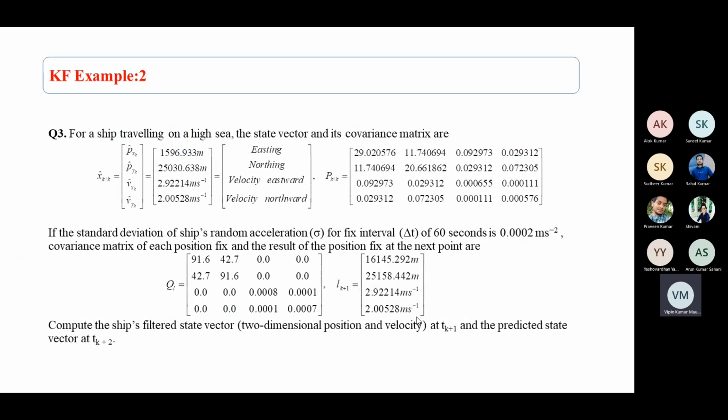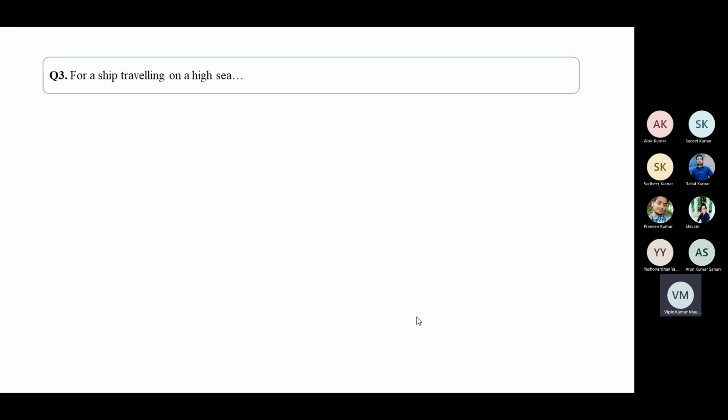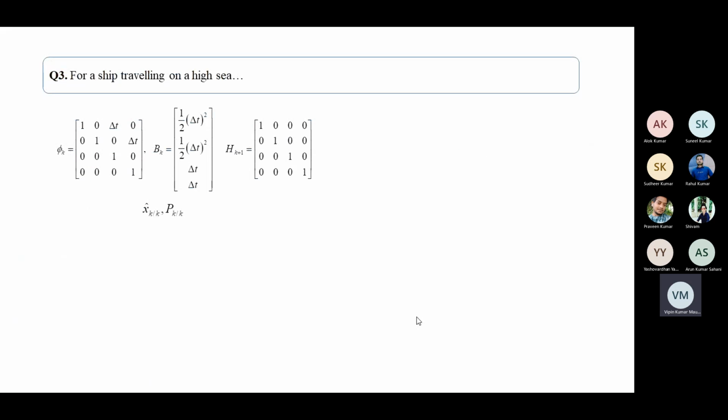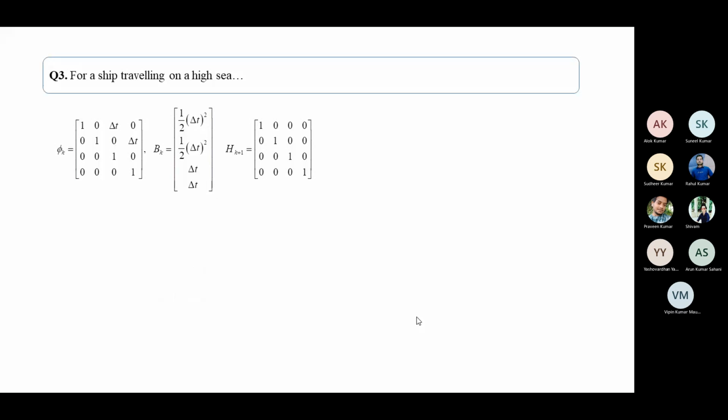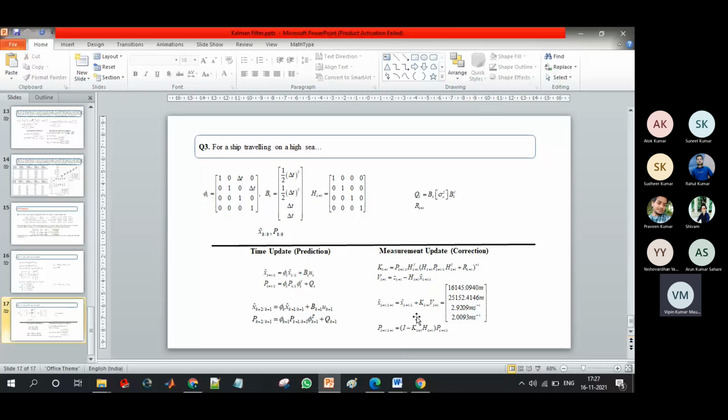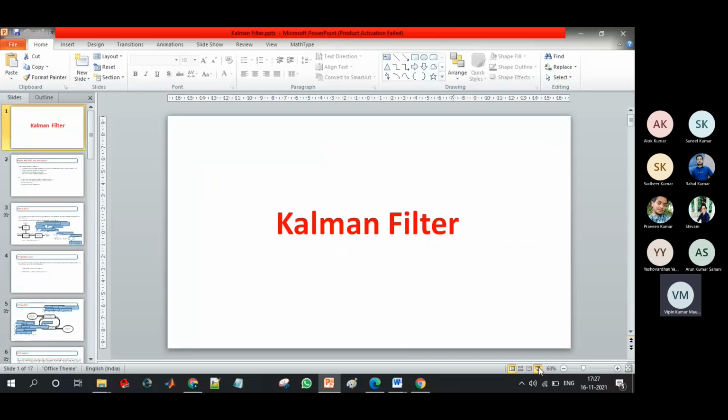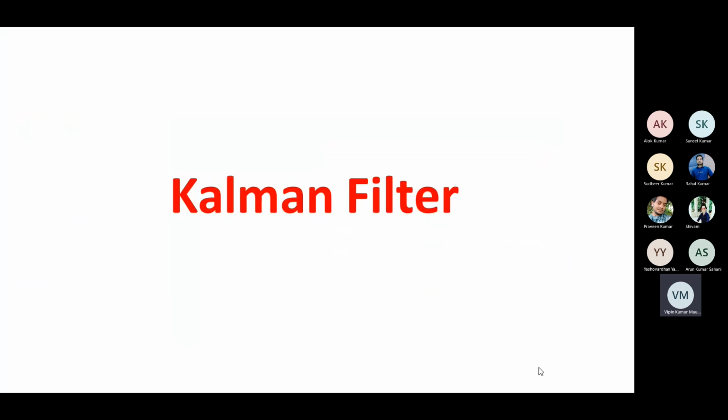So I will not explain this question. You have to do it by yourself. If you are facing any issue, just let me know. It is very similar to the first and second question, and you have to do it by yourself. So let me know if you are having any doubt regarding Kalman filter or any problem which I have explained in question 1 and 2.